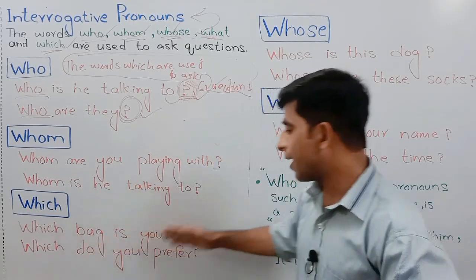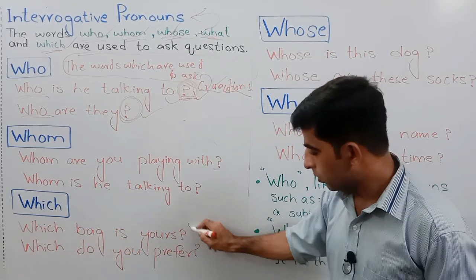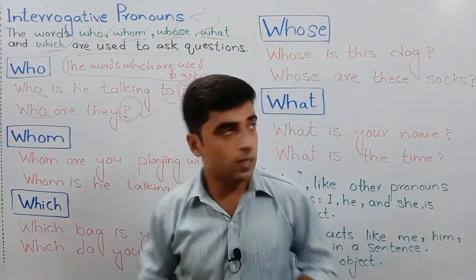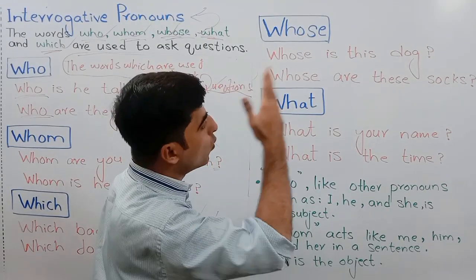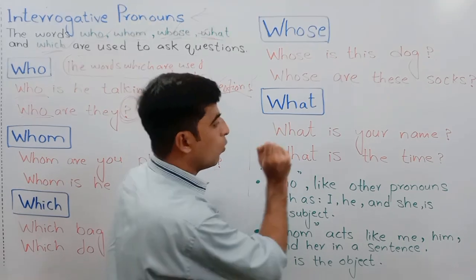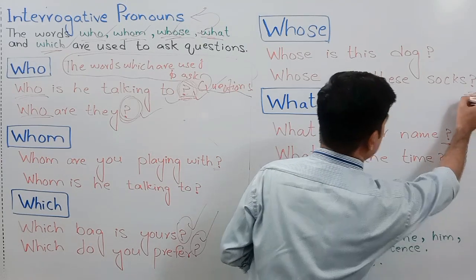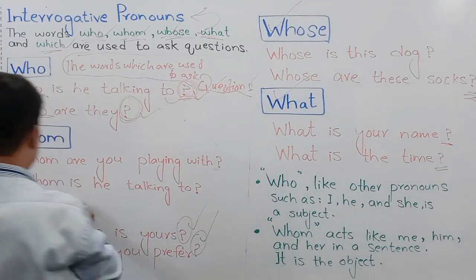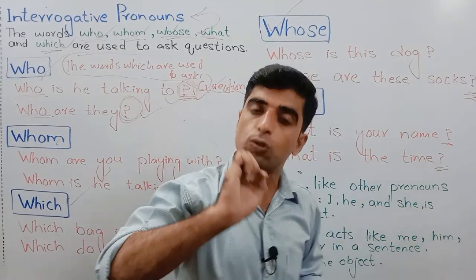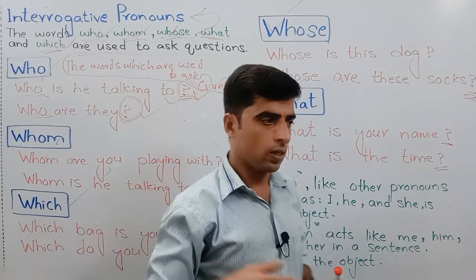Which? Which bag is yours? Which do you prefer? Always remember this mark. Whose? Whose is this dog? Whose are these socks? What? What is your name? What is the time? Remember, this indicates that here what, whose, which, whom, and who are all interrogative pronouns, because they are used to ask questions, whether from me or from anyone else or anything.